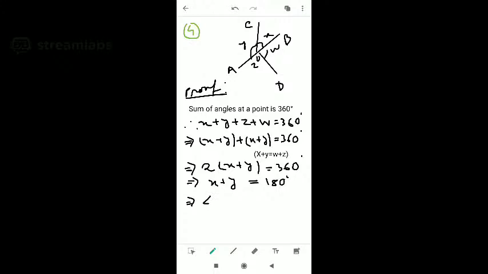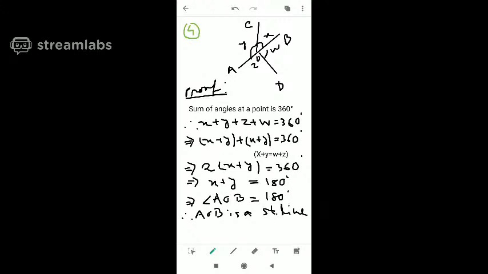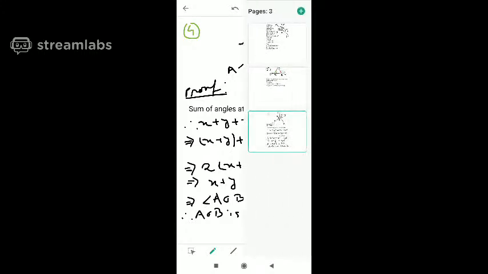And you can see x plus y is AOB between, so we can write AOB is equal to 180, and since AOB is 180, it is a straight line now.